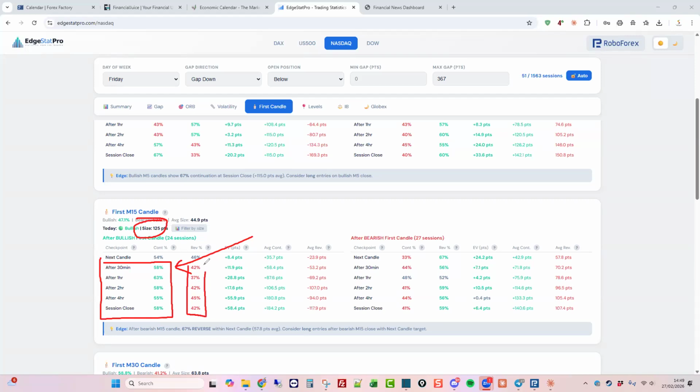That doesn't mean it's going to happen. There's a 42% probability that it won't happen. But we know that the vast majority of the time, after an hour, 63% of the time, we're up above that 15-minute close. So we're looking for long trades.